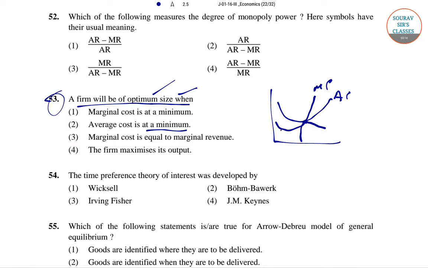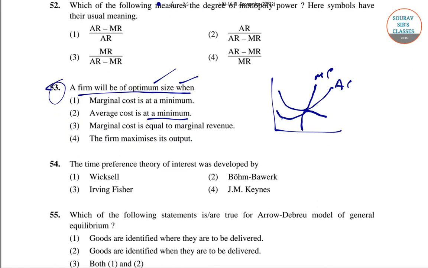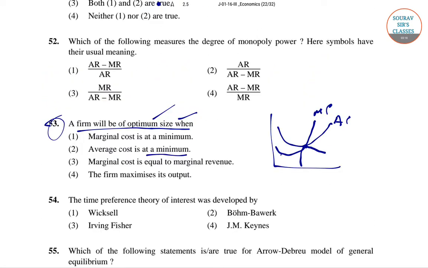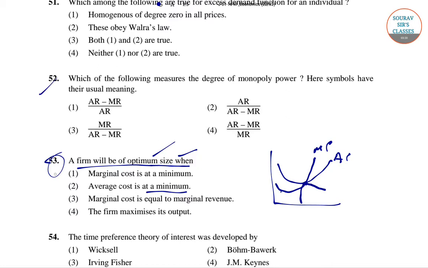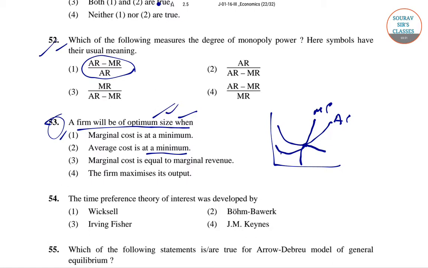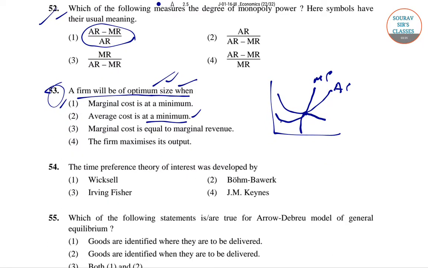Now we'll go to the next question, which is question number 54. So far we have solved questions number 52 and 53. For question number 52, the right answer is AR minus MR by AR equals the degree of monopoly power. And the second thing is that the firm will be at optimum size when average cost is minimum.